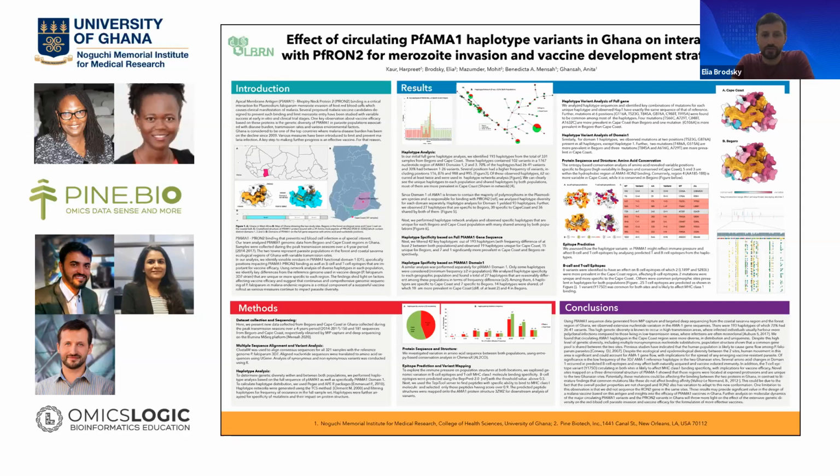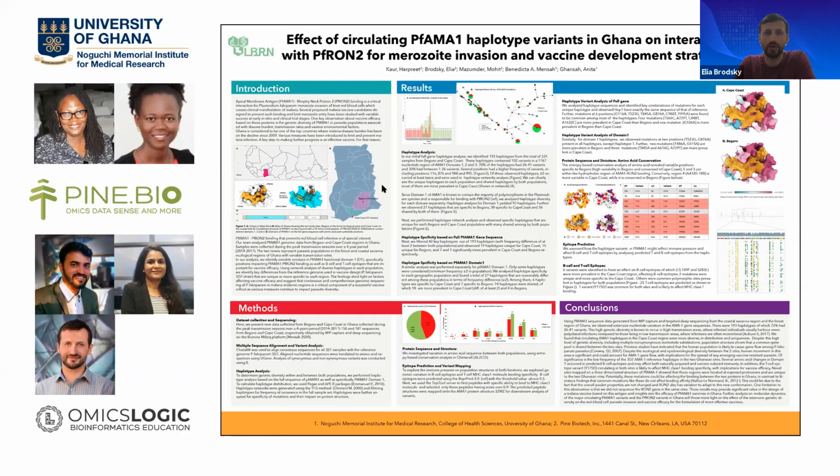But the focus of the poster was on the interaction of the apical membrane antigen and rupturing neck protein 2 binding, which are candidates for vaccines. And so what's important about the efficacy of these vaccines is the genetic diversity of this particular antigen, which is the AMA1 protein.